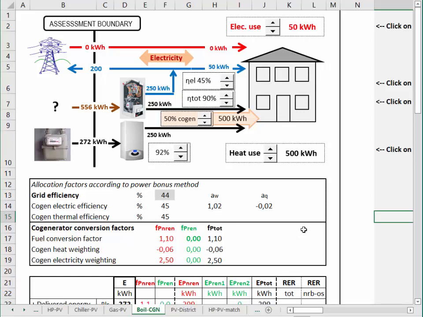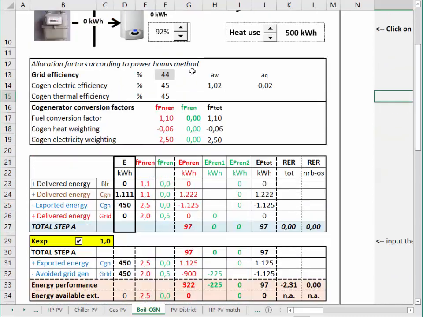Now let's isolate the cogenerator to make things more clear. So we assume that the cogenerator is providing the whole amount of heat required by the building, so that we have no influence coming from the boiler. The electricity produced cannot be used inside the building, so a lot is being exported. Let's see what happens now.